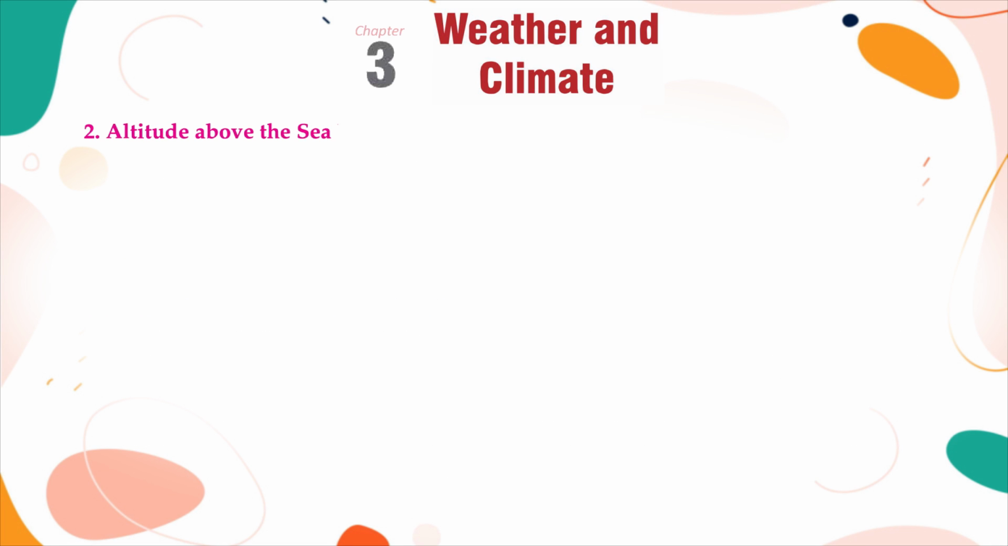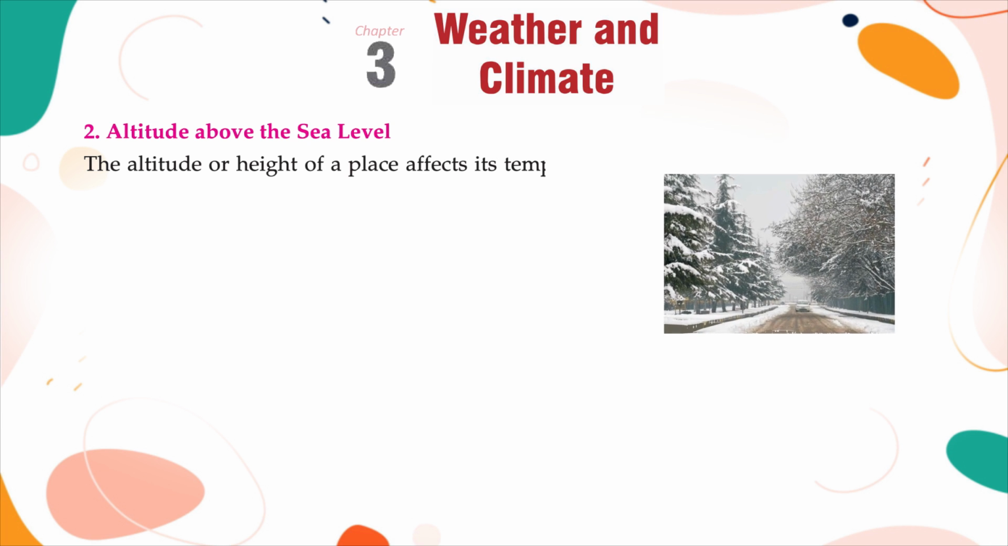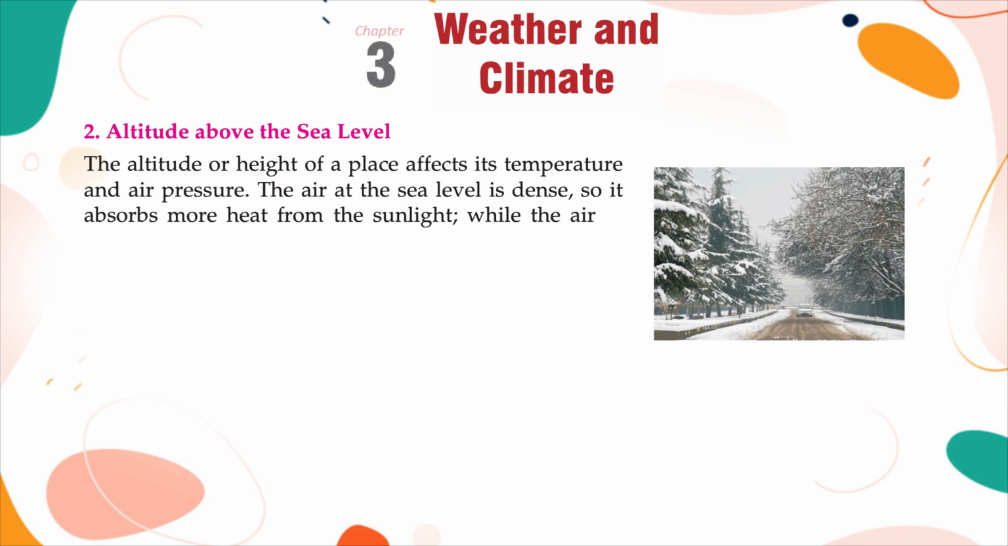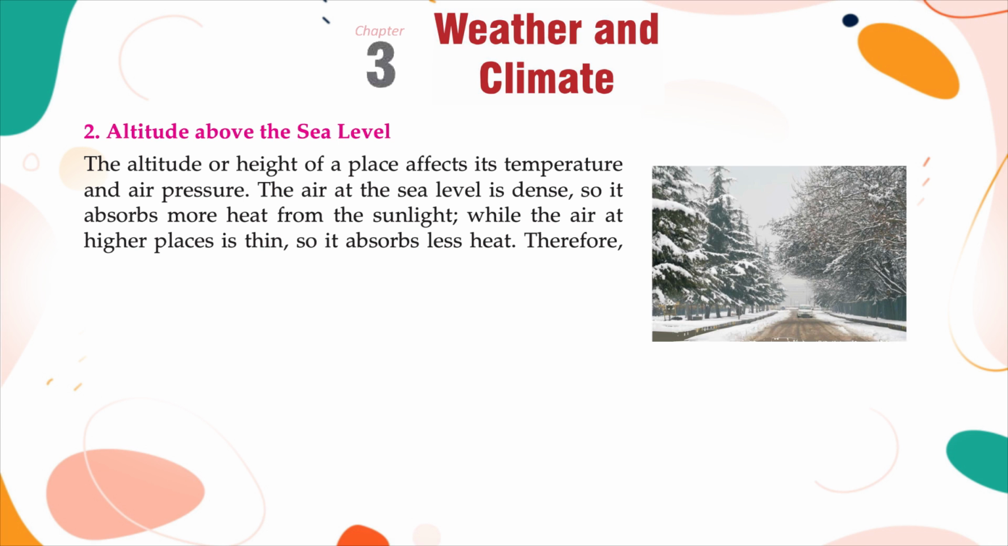Altitude above the sea level. The altitude or height of a place affects its temperature and air pressure. The air at the sea level is dense, so it absorbs more heat from the sunlight, while the air at higher places is thin, so it absorbs less heat. Therefore, mountains are cooler than plains.